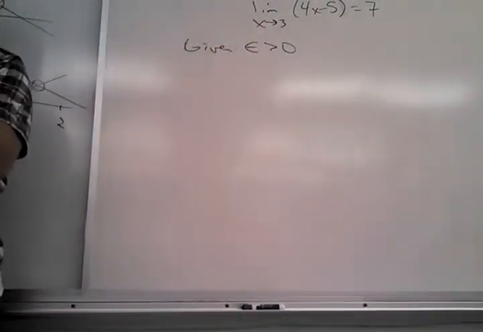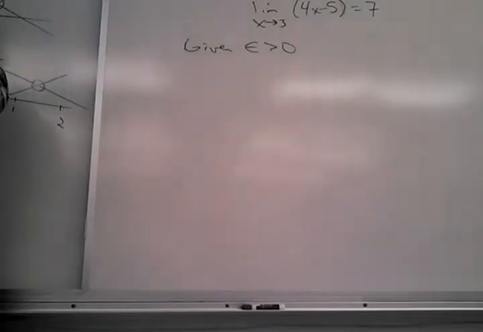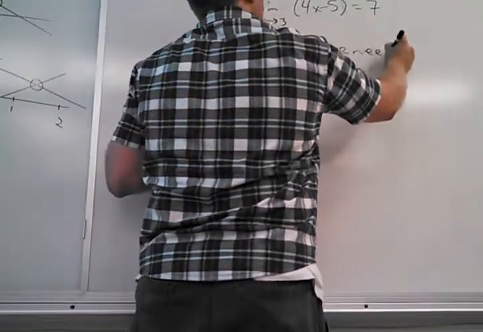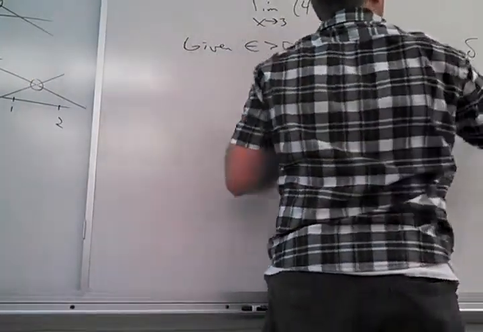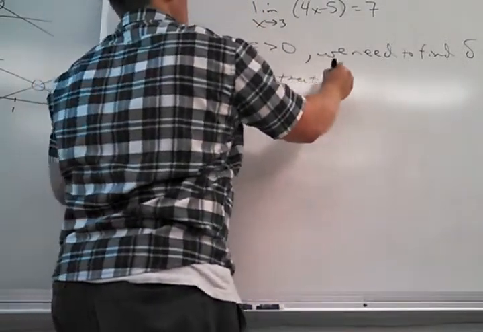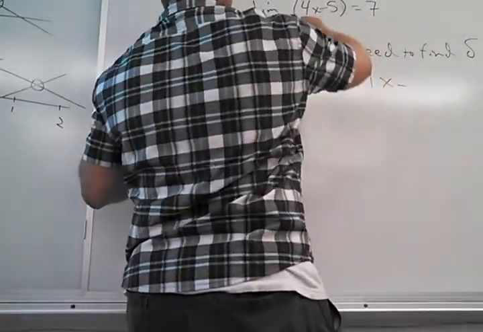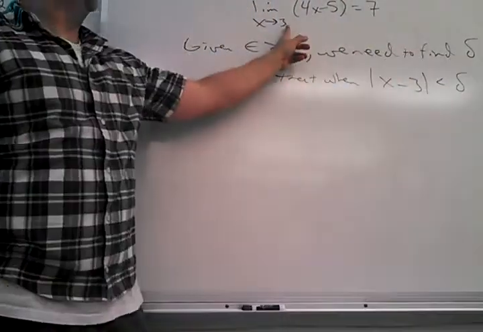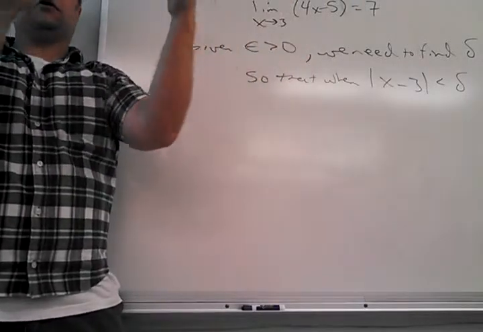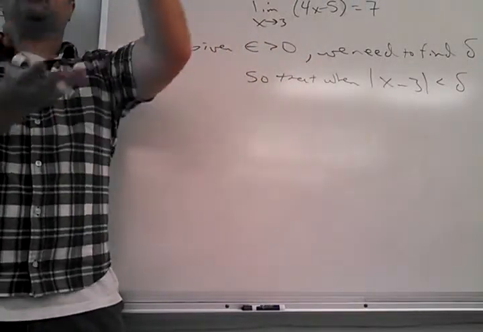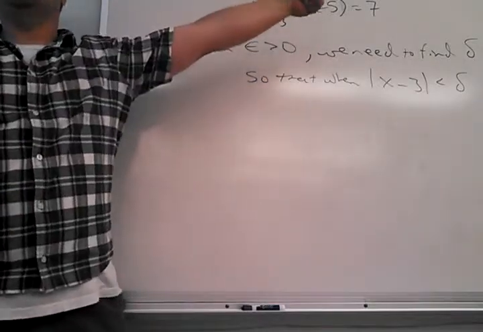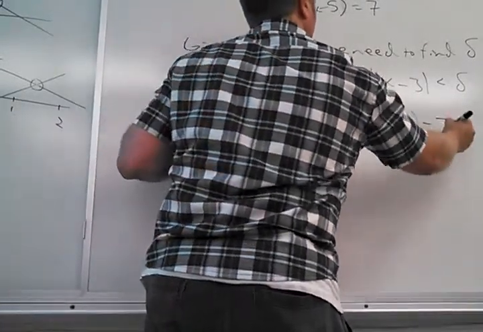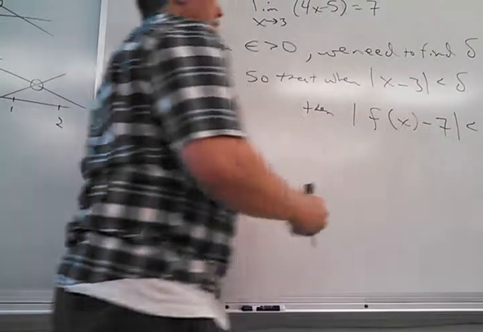So if somebody just comes along and says, I want you to be within 1/100th, 1/1,000,000th, 1/billionth of the right limit. So given epsilon greater than 0, we need to find delta so that when |x minus 3| is less than delta. So you with me? When I'm within that delta of the input of 3, when I'm within so much of the input of 3, my outputs are within this much of 7. When that, then that.